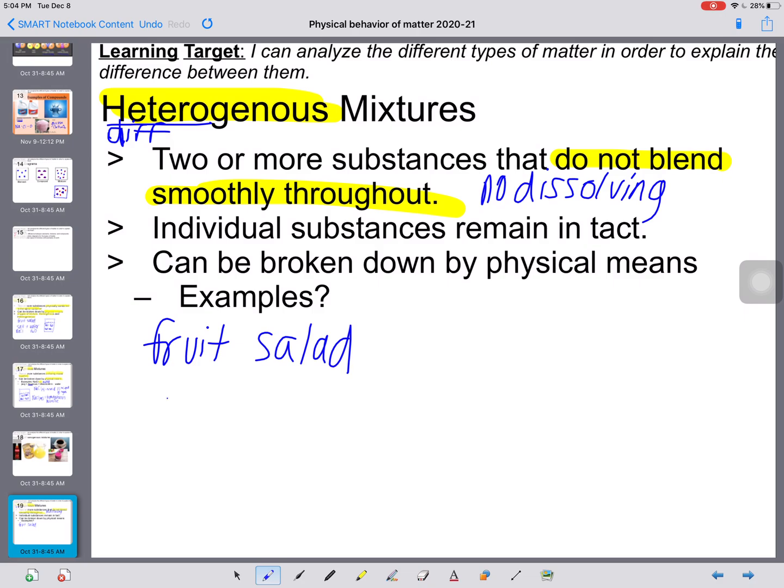Another heterogeneous mixture would be something like soil, okay? Sometimes if you pick up maybe a sample of soil, there's rocks in there, there might be fertilizer, there's dirt, there might be some worms, okay?